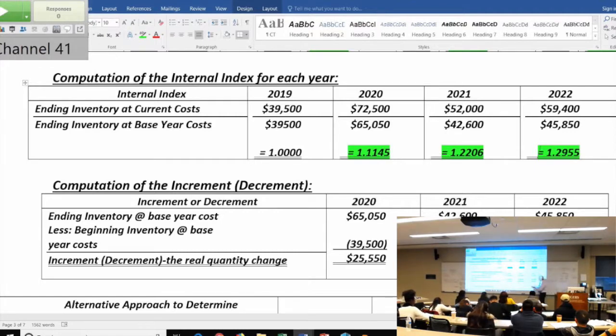So in the first year, if I had any inventory at base, 65,050 minus beginning, it increased by 25,550. Next year, any inventory at base is 42.5. Notice the beginning is what? The ending of the last year. So actually I have a decrement here. This went down by 22,450.